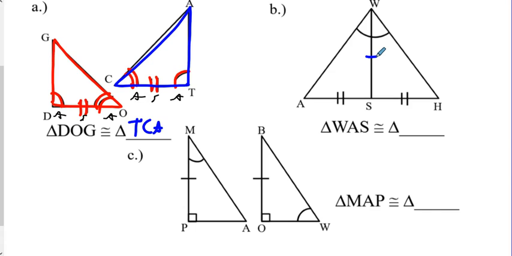We're looking for ASA. Well, what do we have? We have an angle here. We have a side here and a side here. That's one of our no-nos. So we say no or NP for not provable.